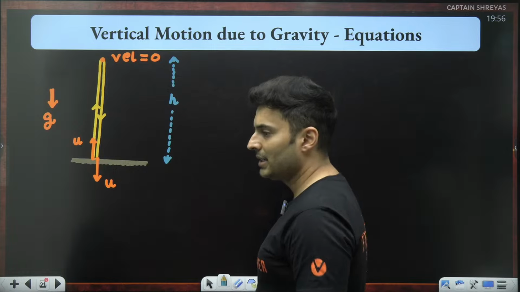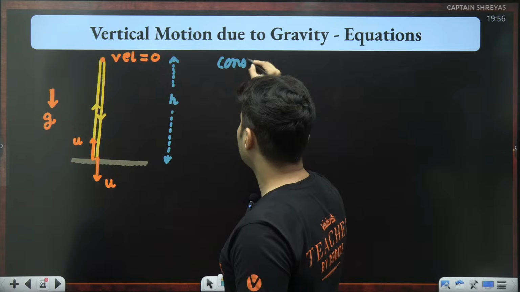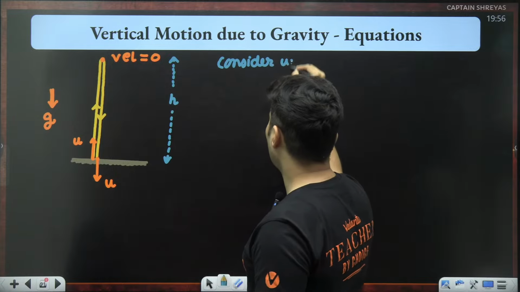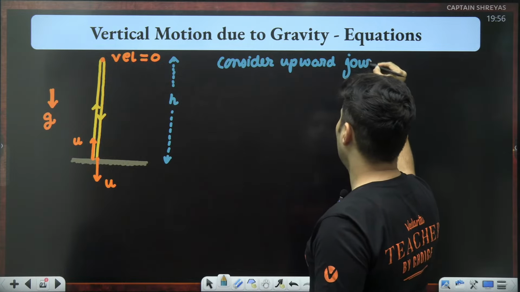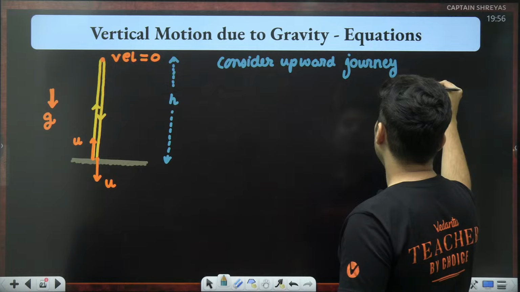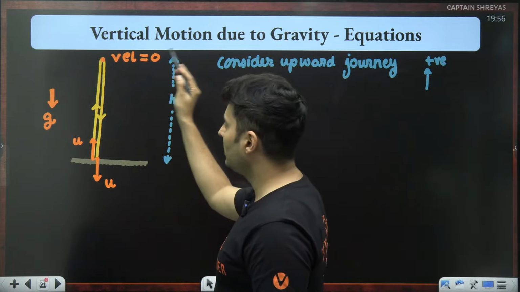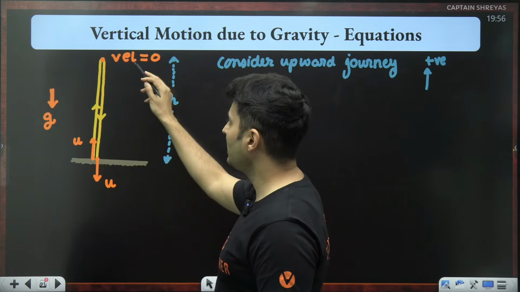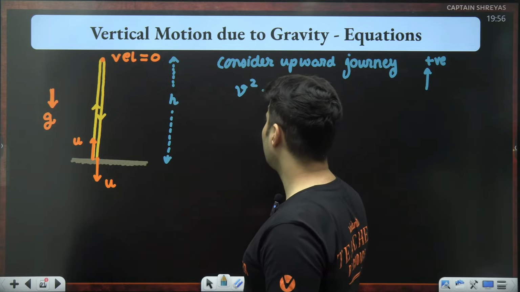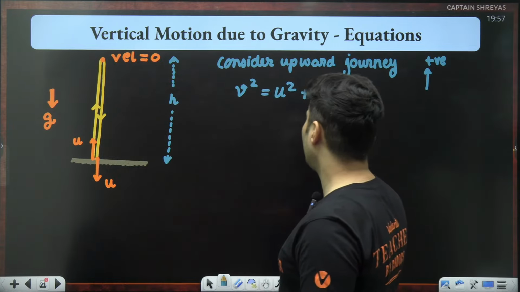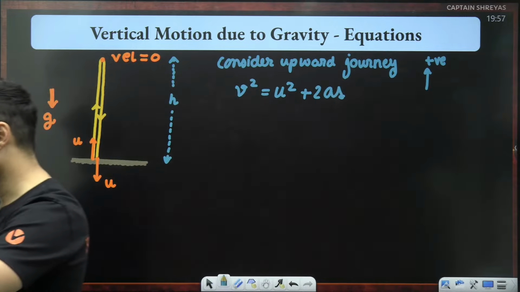In order to do that, I'll just consider only the upward journey, and let's take upwards as positive. I want to find this height, that means displacement. I know the speed and acceleration, so I think the third equation: v final square is equal to u square plus 2as. If I use this equation, I think we'll be able to figure it out.